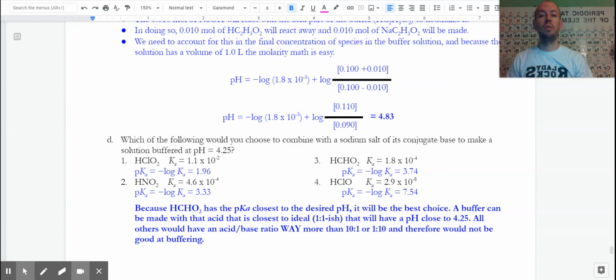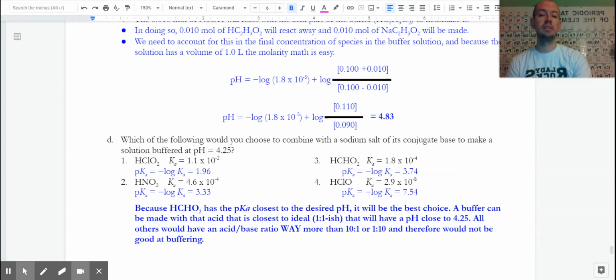When it is a buffer, when I have an equal amount of acid with its conjugate base, that's when the pH equals the pKa. So the Ka becomes super important. We can ballpark these. Okay, well, that's about 2, that's about 4, that's about 4, that's about 8. Which would be the best to make a pH around 4.25? Well, it's not number 1, it's not number 4. Then we can get out our calculator or realize that with 4 to the negative fourth versus 1 to the negative fourth, this one's going to be closer to 4 than this. This one's a little bit closer to 3.